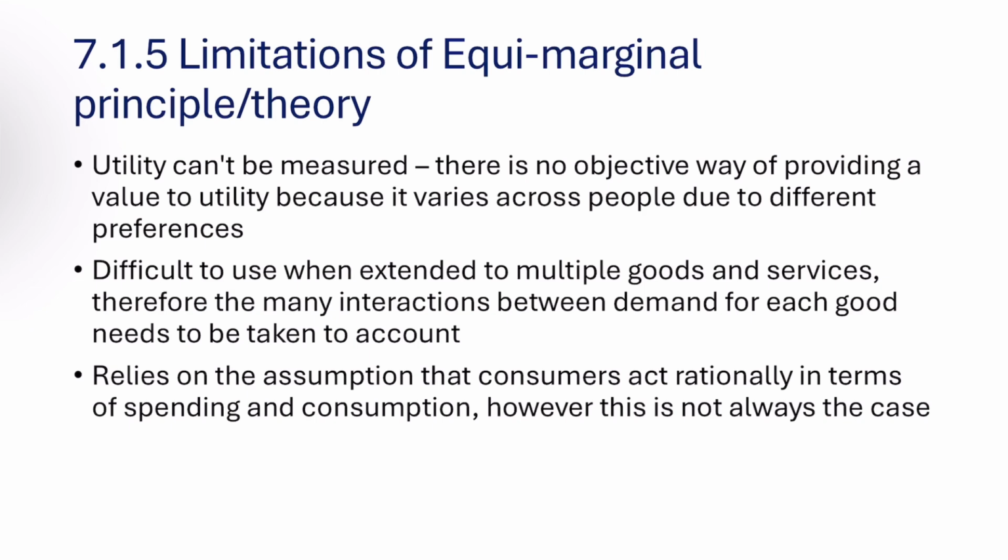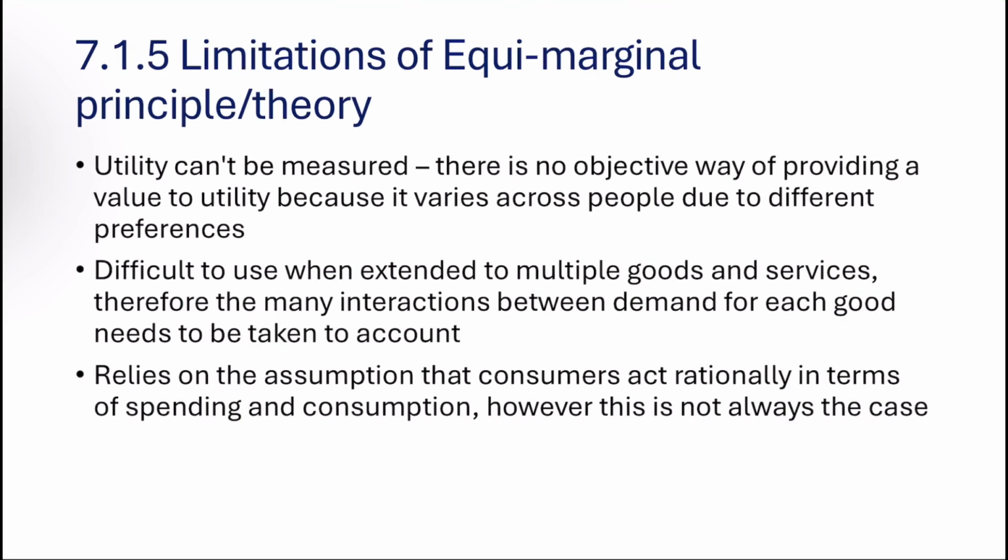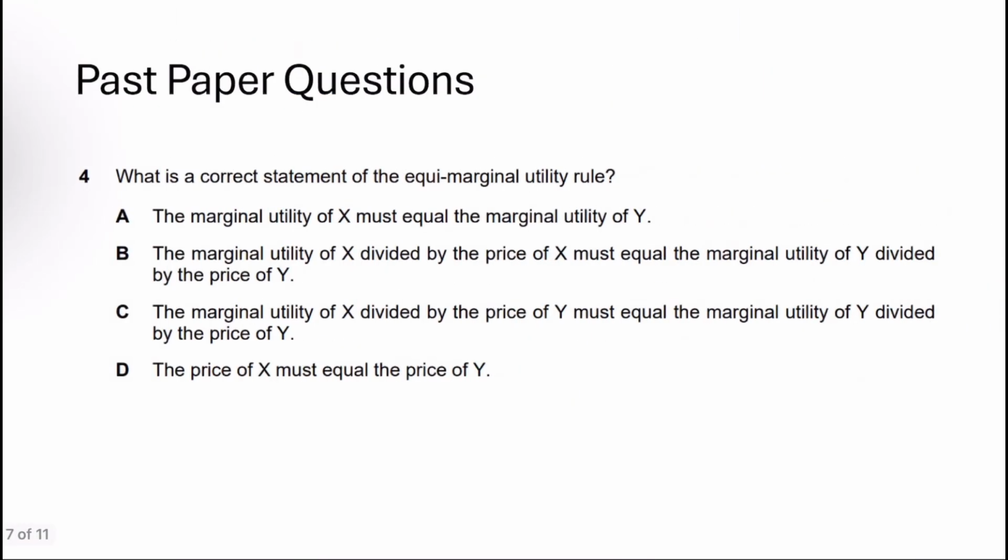It also relies on the assumption that consumers act rationally in terms of spending and consumption. However, that is not always the case. This might be due to information failure, cognitive biases, or emotional influences and social factors, which cause consumers to spend irrationally. Now let's look at this past paper question.